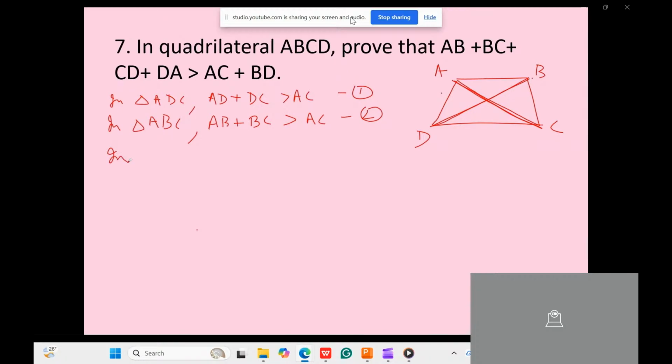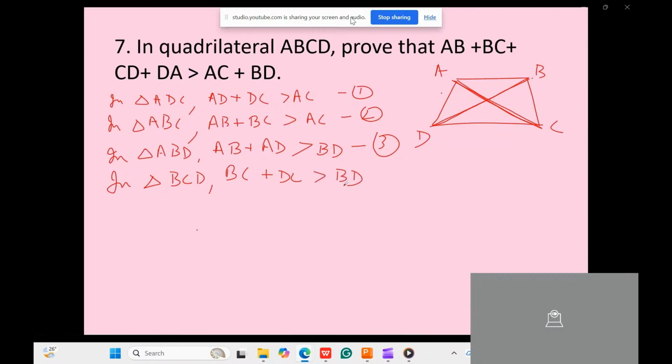Okay, now let's have a look at BD and let's see what all we will get. So again, in triangle ABD, I will have AB plus AD greater than BD. This is third. And in triangle BCD, we will have BC plus DC greater than BD.